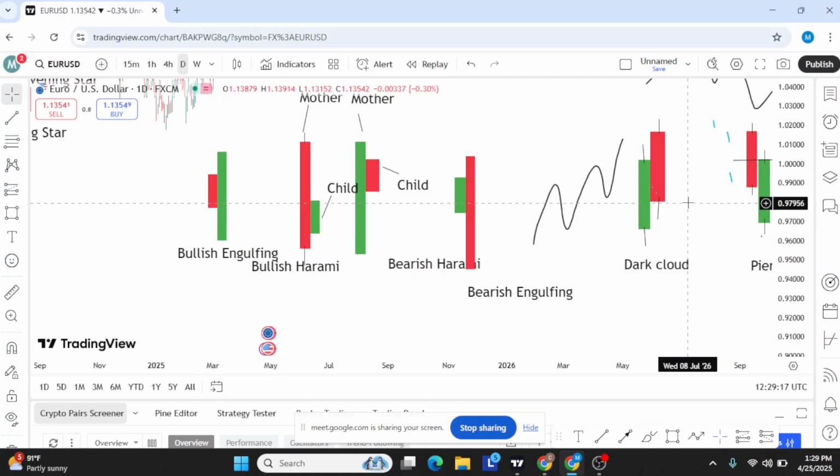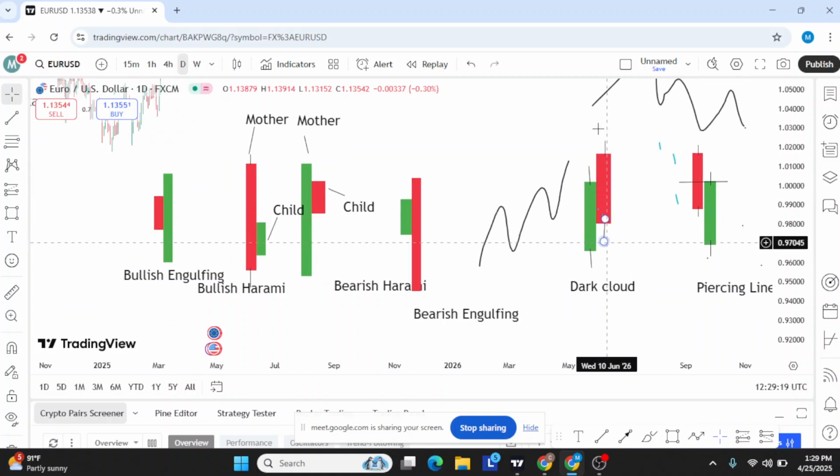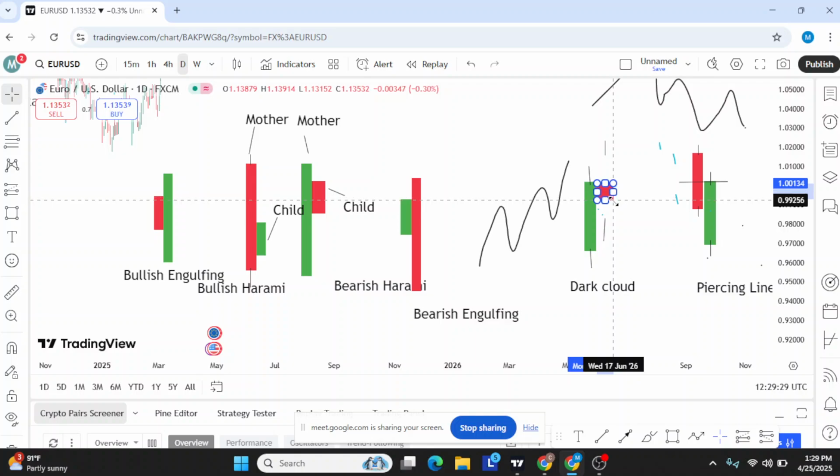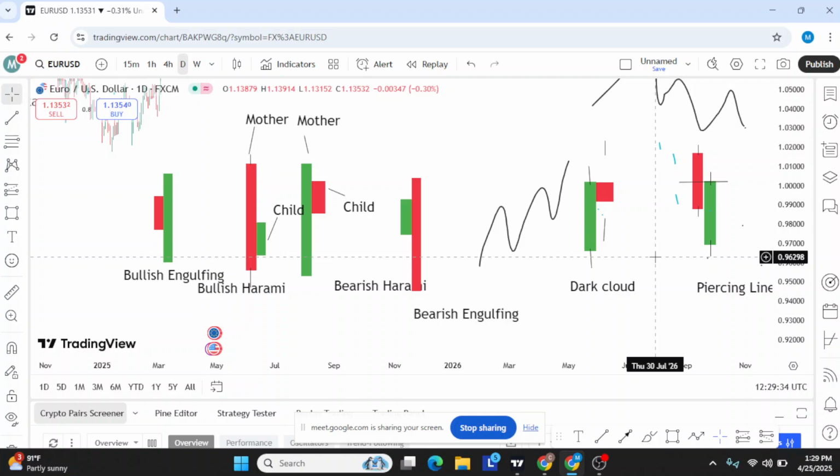So now likewise the dark cloud. If the dark cloud had closed like this, what pattern can we call this now? What pattern can we call that? Which two-stick candlestick pattern can we call that?